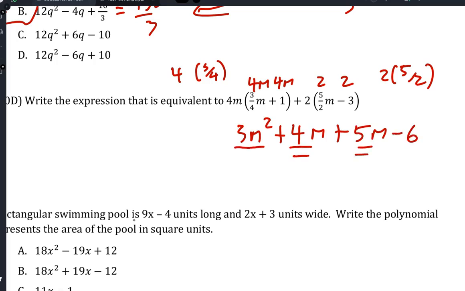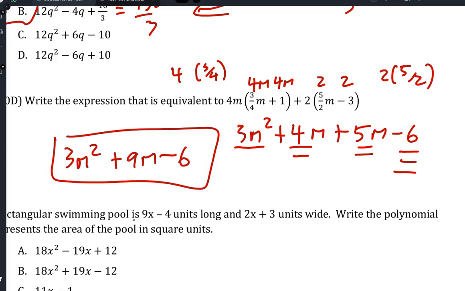Single underline, double underline, triple underline. The only thing single underline is 3m squared. The double underline is 4 plus 5, which is going to be 9. And then my triple underline's minus 6. That's going to be the answer.